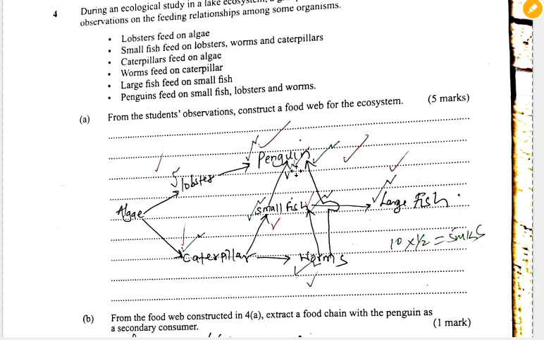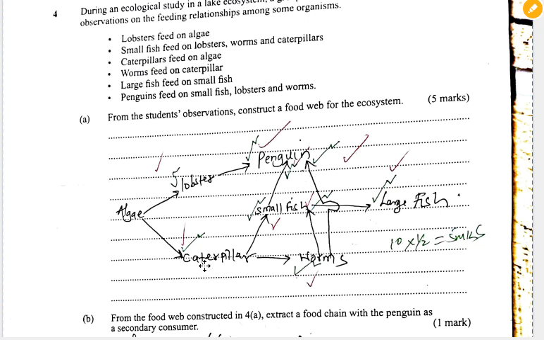And a food web simply contains an interconnection of food chains. Both the food chain and food webs start with the producer. In this case, the producer is the algae, because it is able to make its own food by trapping light energy. The algae are eaten by lobsters. Remember, the arrow points to the eater. The lobsters eat the algae. Lobsters are eaten by the penguins. In this case, we were told penguins feed on lobsters.